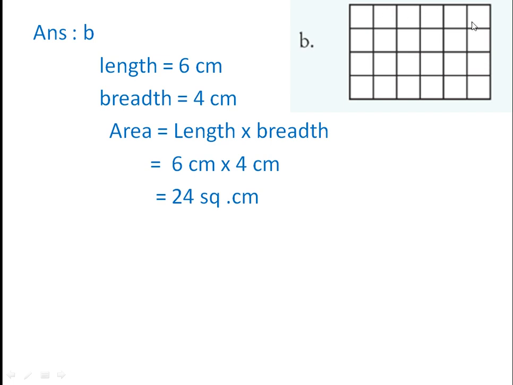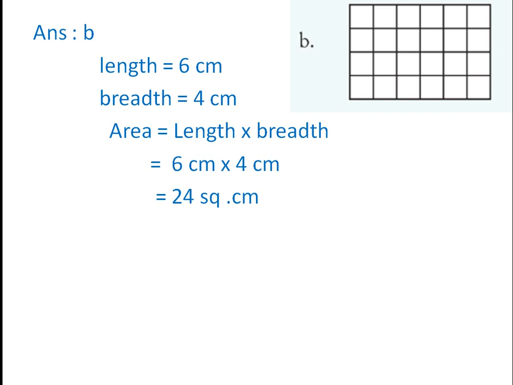Here 6 centimeters and here 4 centimeters. Length is 6 centimeters, breadth is 4 centimeters. What is this picture's name? This is a rectangle. Now we find out the area of the rectangle. Write down the statements like this: length is equal to 6 centimeters, breadth is equal to 4 centimeters. The formula for the area of the rectangle is length multiplied by breadth. Write down the length value 6 centimeters and the breadth value 4 centimeters. Multiplying both values, 6 fours are 24 square centimeters, the answer for the area of the rectangle.